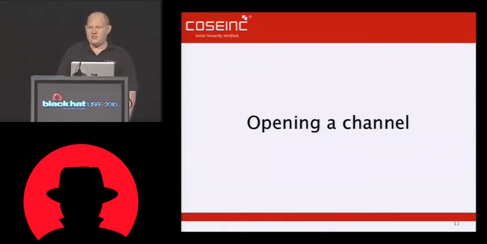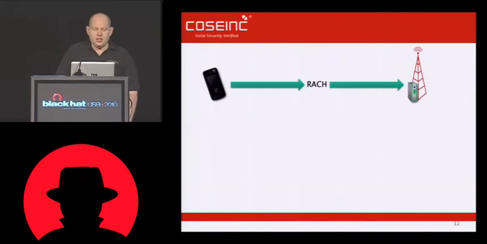Okay, so now we're going to look at how a channel is opened. Opening a channel is actually fairly straightforward. The phone makes a request on the RACH, and this request is basically made up of a random 25-bit value. You can see this is strong security at work so far. The random 25-bit value is chosen by the phone. It sends a request to the tower.